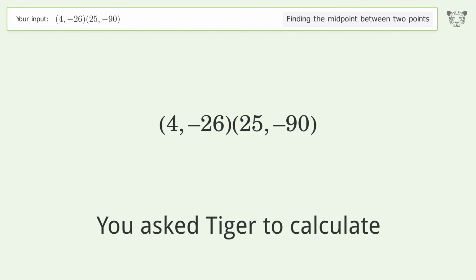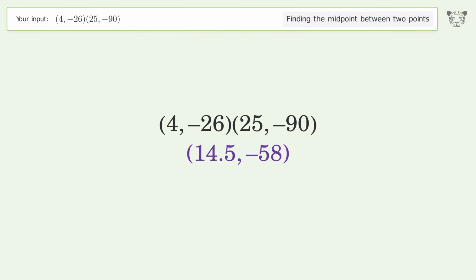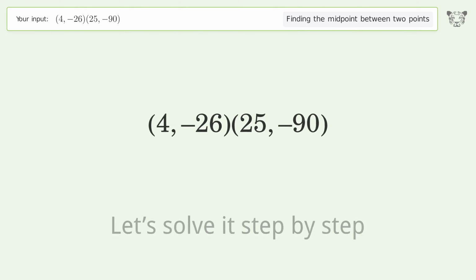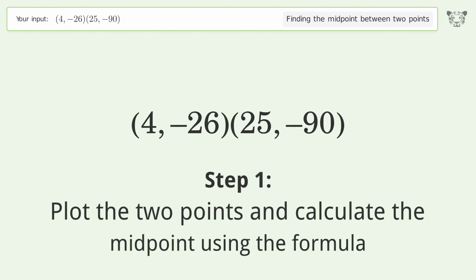You ask Tiger to calculate. This deals with finding the midpoint between 2 points. The midpoint between the 2 points is 14.5, -58. Let's solve it step by step. Plot the 2 points and calculate the midpoint using the formula.